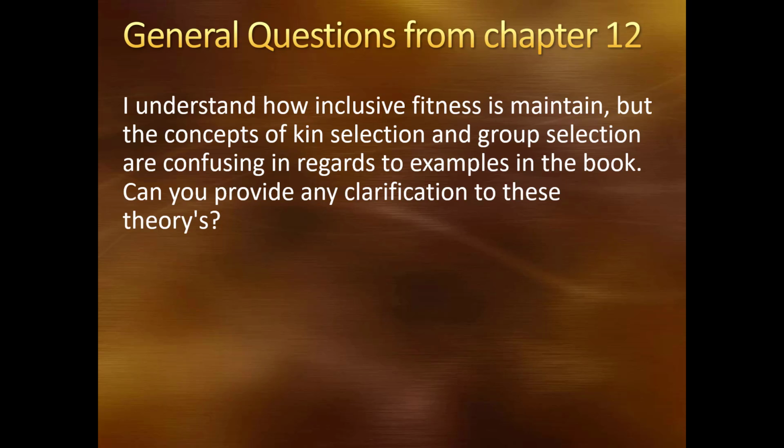I understand how inclusive fitness is maintained, but the concept of kin selection and group selection are confusing. So the biggest difference here is kin selection, you're actually doing something that is helping individuals that are related to you, getting related genes into the next generation. So you help an aunt, a grandparent, a grandchild, whatever, they share a certain fraction of your genes. And so by you helping them survive and possibly reproduce, then you're getting some aspect of your own genetic makeup into the next generation because you share those genes.